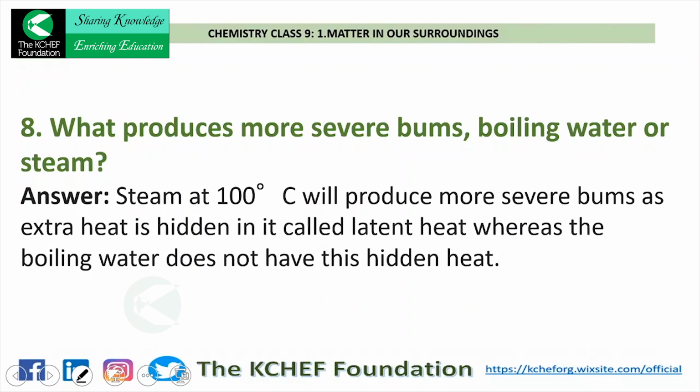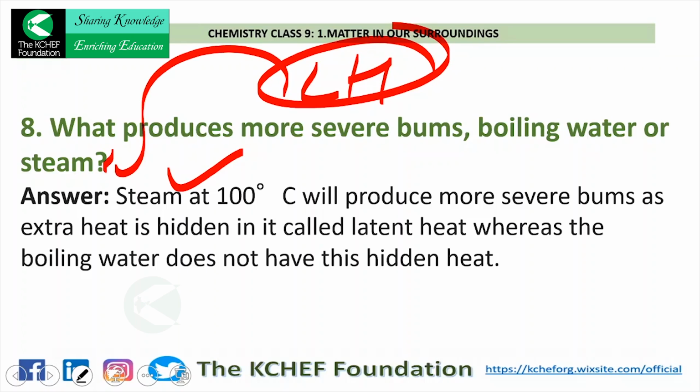So moving on to the eighth question. The eighth question says, what produces more severe burns, boiling water or steam? See, steam at 100 degrees Celsius will produce more severe burns, definitely. Why? Because again that latent heat term comes when we deal with steam. Because extra heat is hidden, it is called latent heat, whereas the boiling water does not have this hidden heat and hence it produces less severe burns.